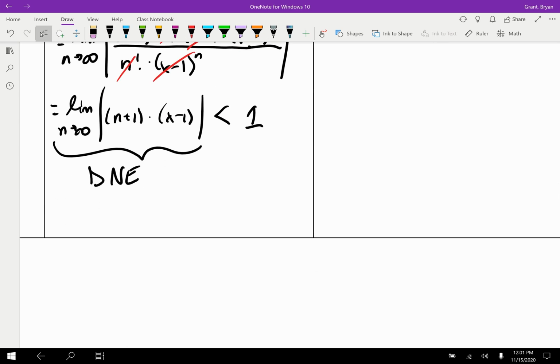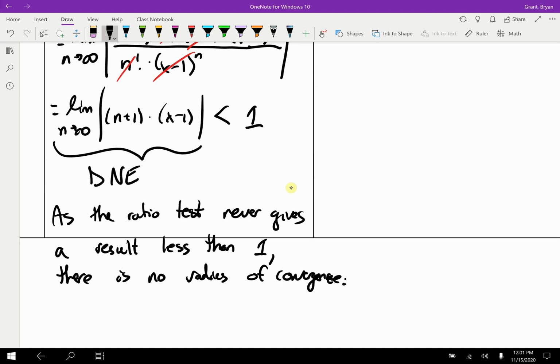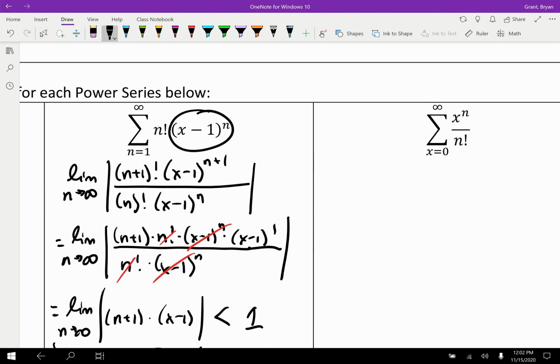And so as our limit can never be less than 1, so as the ratio test never gives a result less than 1, there is no radius of convergence. You could also argue, of course, that you get a radius of convergence of 0, because we are centered at x equals positive 1. And so if you're centered at 1, then you're going to have the same result at 1. But that's really it.